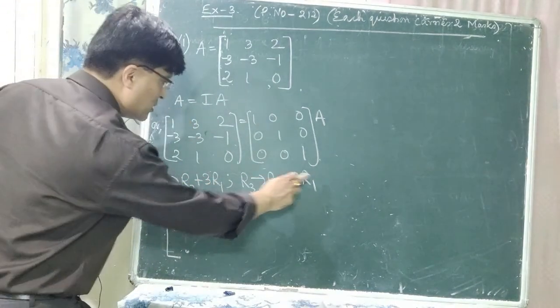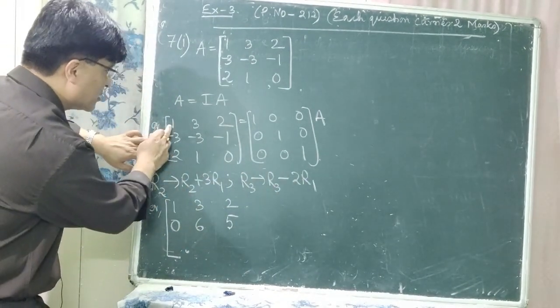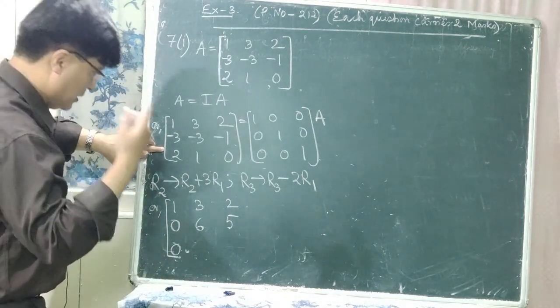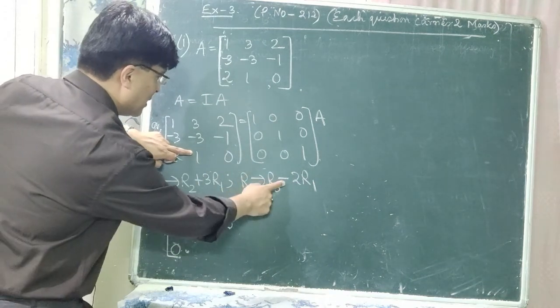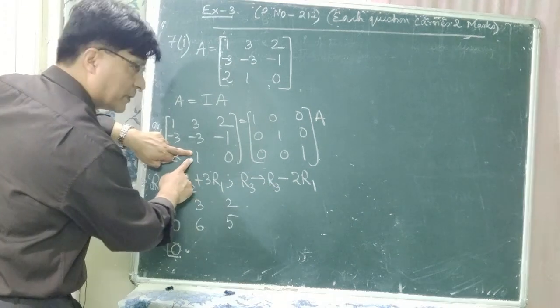Now row 3 is also changing. R3 minus 2R1. How does it change? 2 minus 2 into 1, 2 minus 2 is always 0. Is that clear? Next, what will you do? R3 means 1 minus 2 3s are 6, isn't it? This is 1, right.